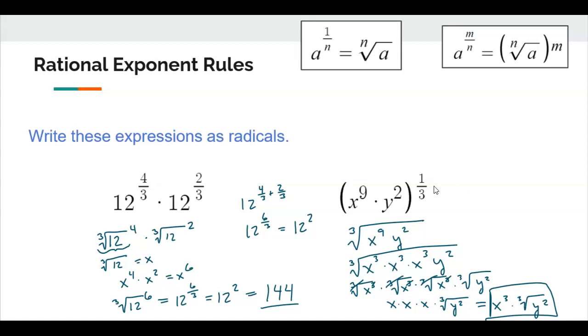Now remember, we had a few other options here. We could have used our distribution over multiplication if we wanted to, and just multiplied that in, in which case we would have gotten x to the 9 over 3 times y to the 2 over 3. 9 over 3 reduces to 3, and we get x cubed times y to the 2 over 3. Once again, y to the 2 over 3 is the same thing as that. So we, once again, got the same answer.